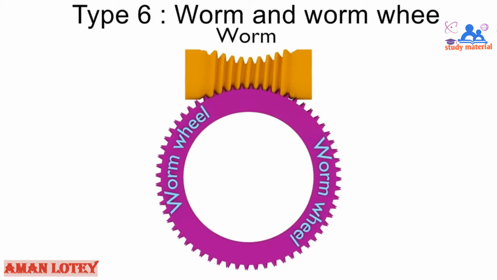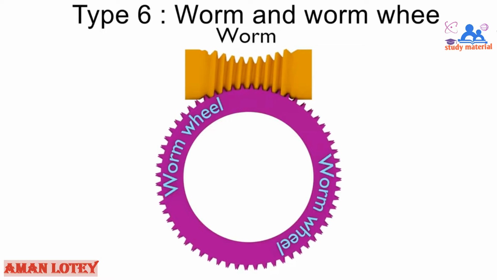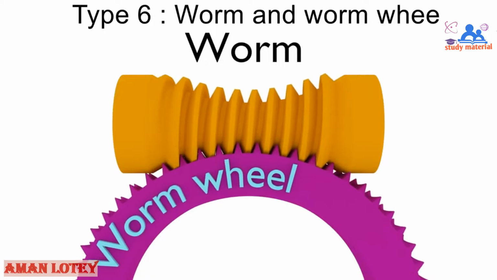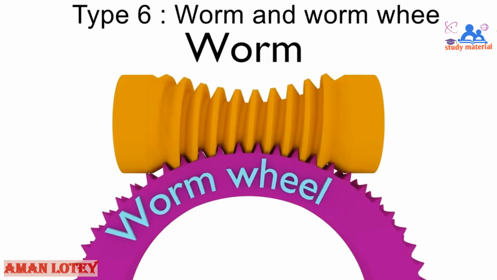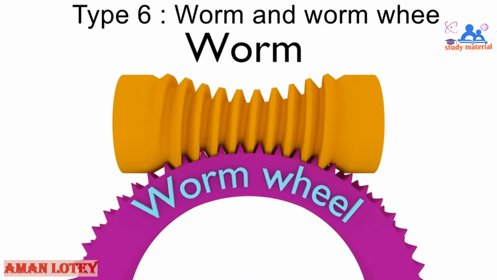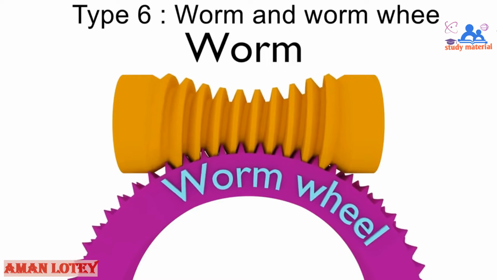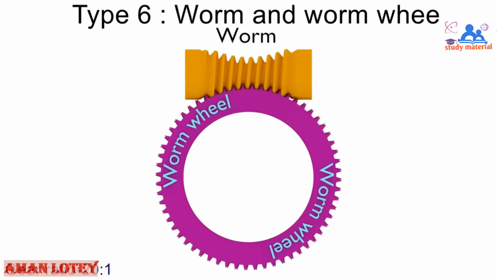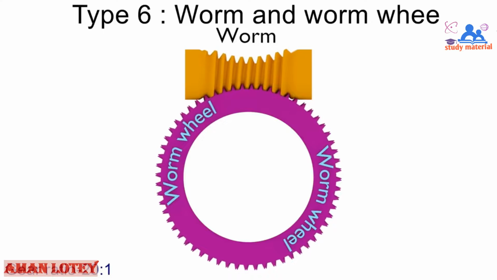Sixth and last type of gear is worm and worm wheel. This gear pair consists of worm, which is similar to screw, and worm wheel. This gear pair is used to transmit the power and motion between non-parallel and non-intersecting shafts. The gear ratio of worm and worm wheel is 20:1.